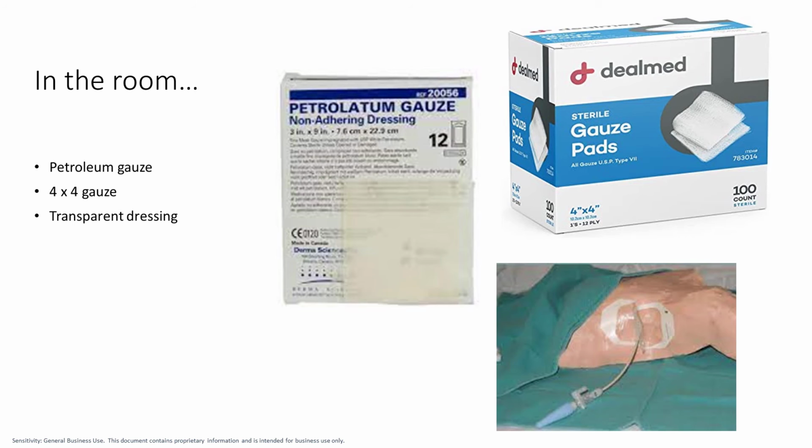When a patient has a chest tube, be sure to have an occlusive dressing such as petrolatum gauze and gauze pads or drain sponges at the bedside. A transparent dressing to cover the area is also recommended. It's important to remember to have 3 sides sealed, but to leave 1 edge open on the dressing.